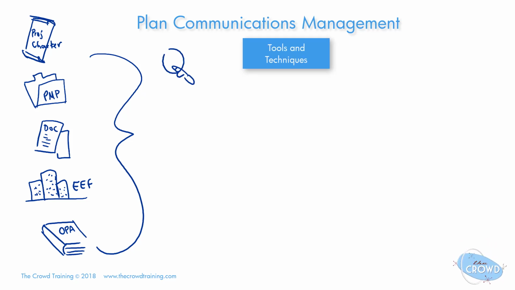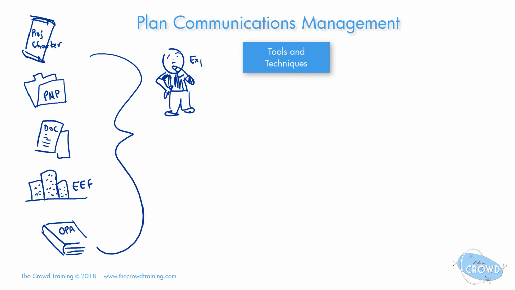One, very simple, is our expert judgment. So I'm going to draw this guy thinking and trying to think about how do we want to go about managing our communications. So expert judgment, and that could be anybody on your team. As subject matter experts in terms of communications, maybe you have a communications director or somebody who's very good at speaking with the press. Maybe that's you. Maybe it's, more likely, a combination of everybody.